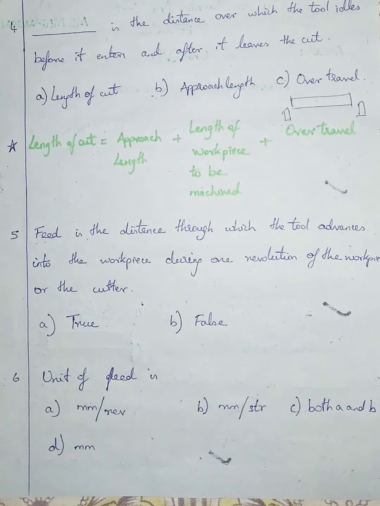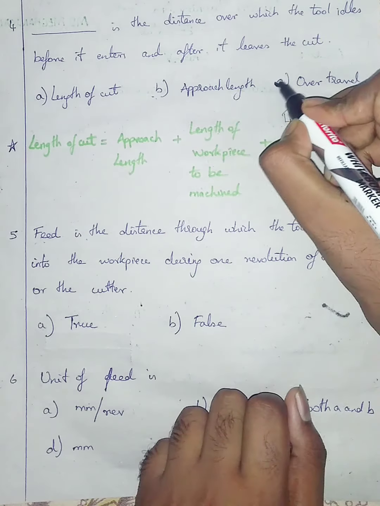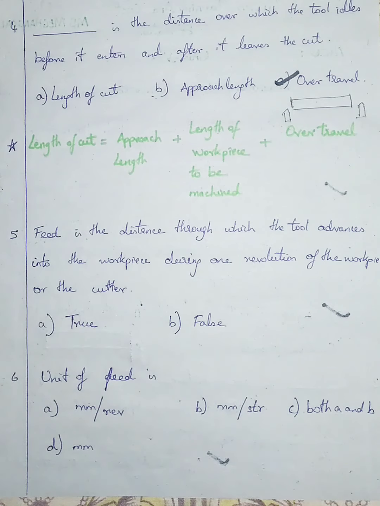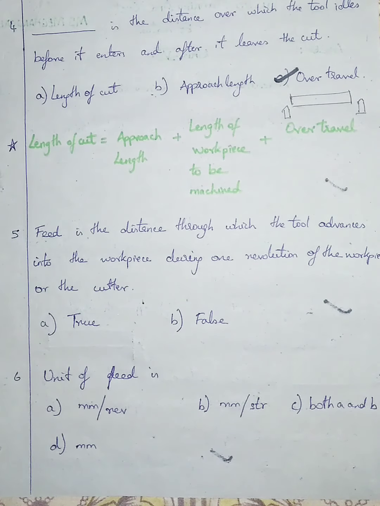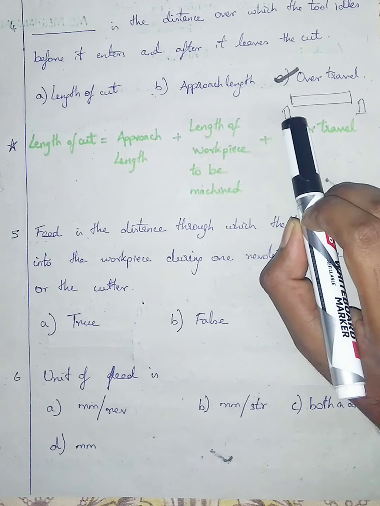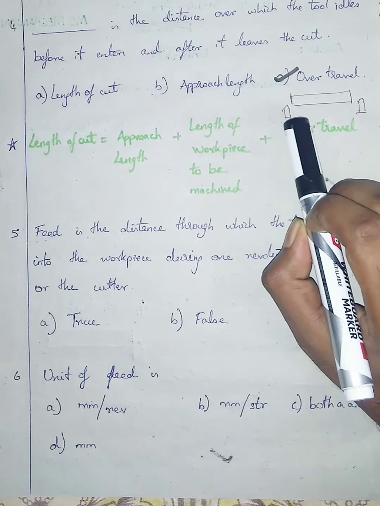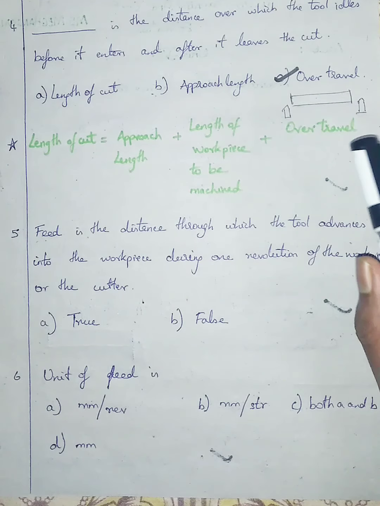The distance over which the tool idles before it enters and after it leaves the cut is called over travel. This is the important formula for length of cut. In 2 marks questions, sometimes they can ask the formula, or a problem with this formula. Length of cut is given as approach length plus length of the workpiece to be machined plus over travel. Approach length means the distance traveled by the tool at first from the time it touches the workpiece.